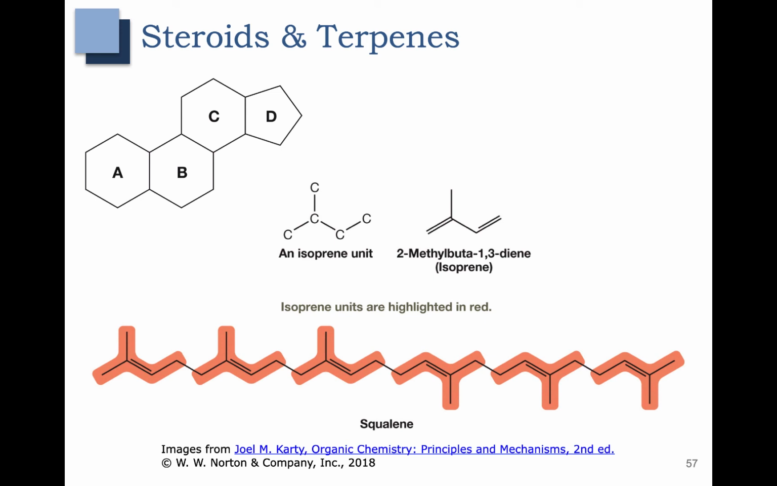Lastly, we have steroids. As I mentioned before, steroids have this common A, B, C, D ring pattern. Steroids are derived from squalene, which is shown down here. And squalene is made up of what we call isoprene units. Isoprene is shown here. It has 1, 2, 3, 4, 5 carbons. And so this particular pattern and number of carbons is known as an isoprene unit. The isoprene units down here in squalene are highlighted for you.